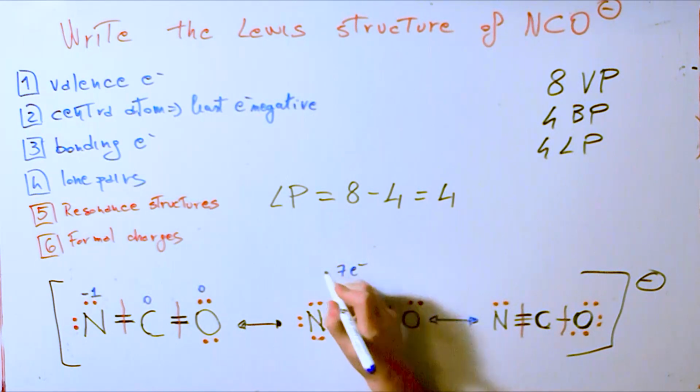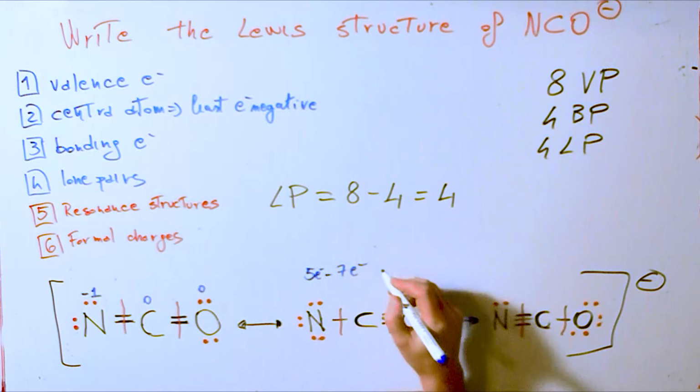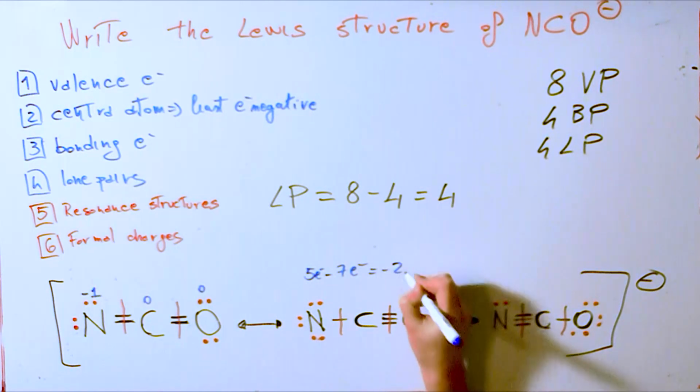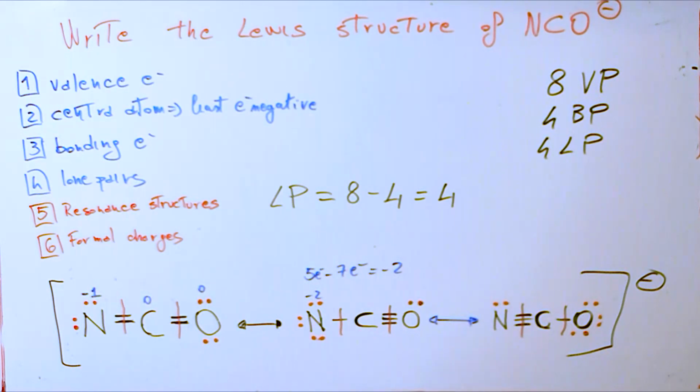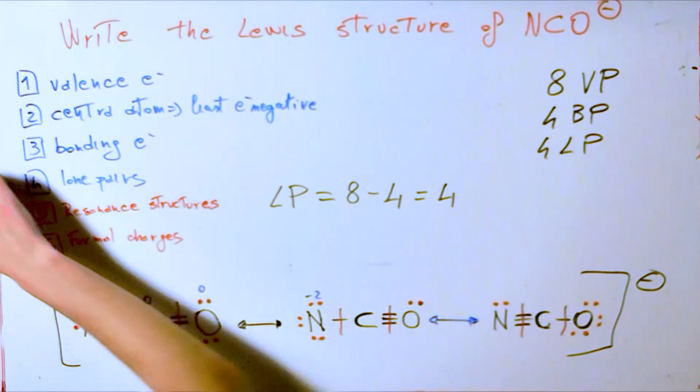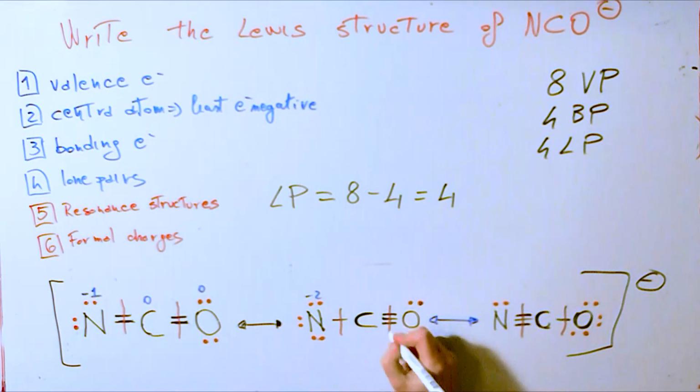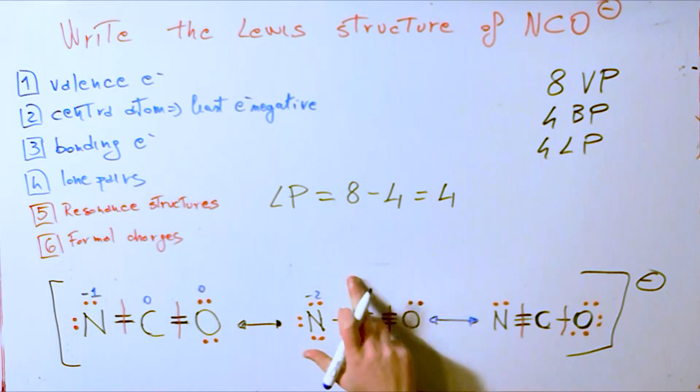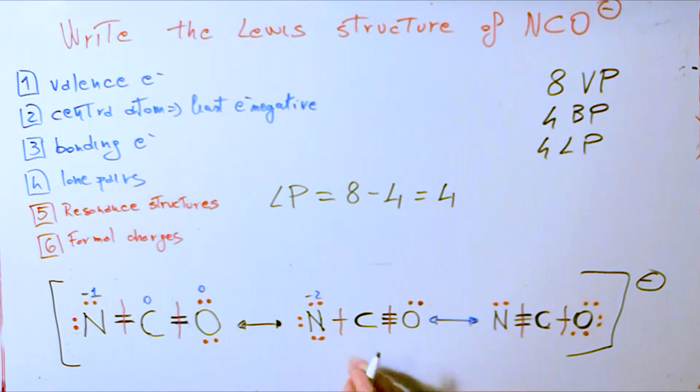The nitrogen valence electrons are 5, 5 minus 7 is -2. So the formal charge is -2. Again, for carbon there are 4 electrons around it. 4 is the valence electrons of carbon, so 4 minus 4 is 0.